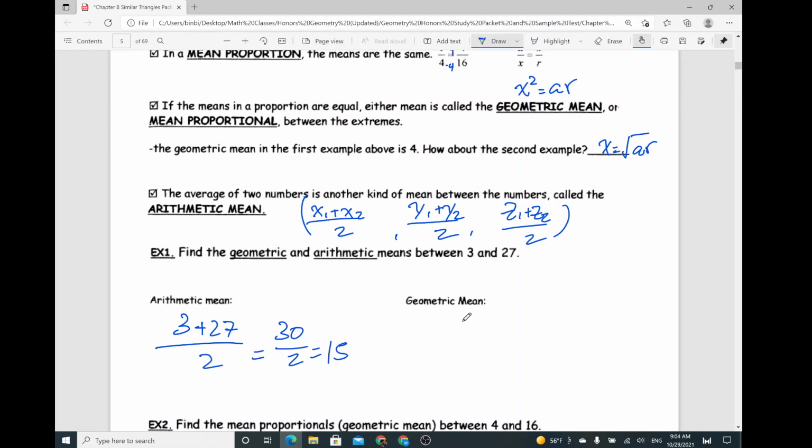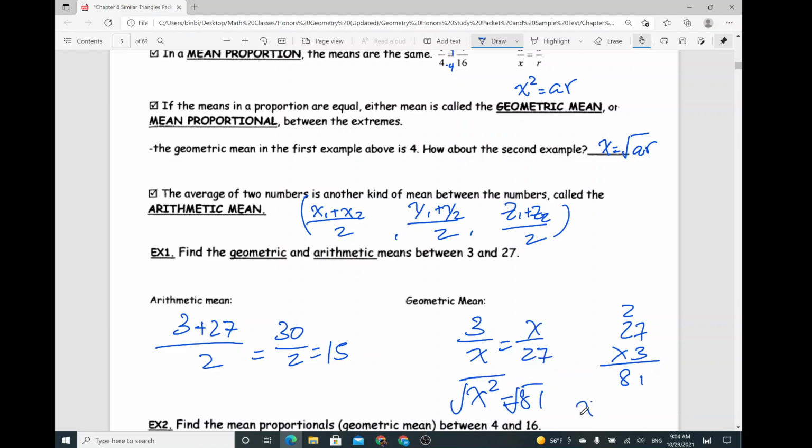For the geometric mean, we need to set up the proportionality. So it's 3 over x equals x over 27. From here, cross multiply. So we get x squared equals 3 times 27, which, again, I cannot do mentally, so just show the work. 7 times 3 is 21, 2 times 3 is 6, plus 2, 81. And then take the square root of this number, which is 9. Geometric mean.